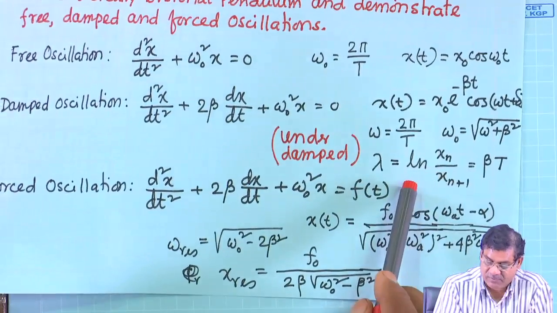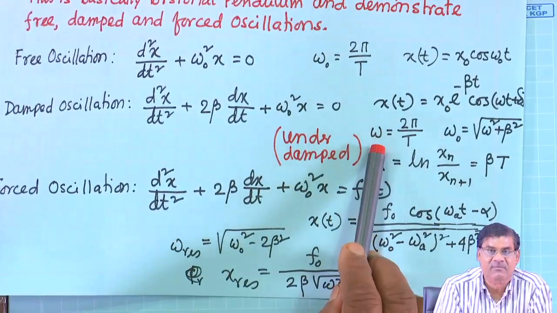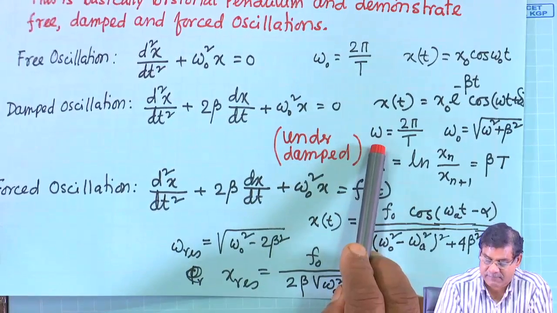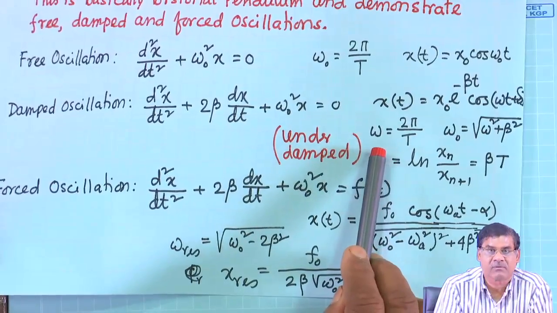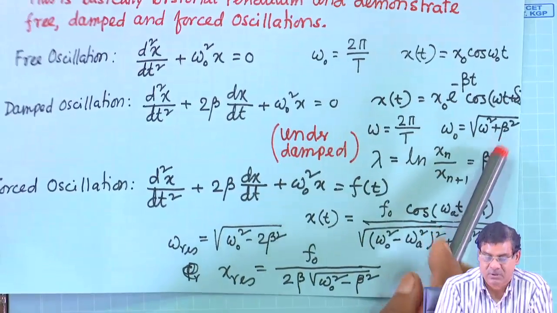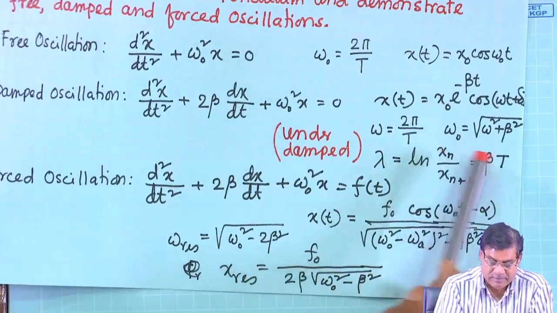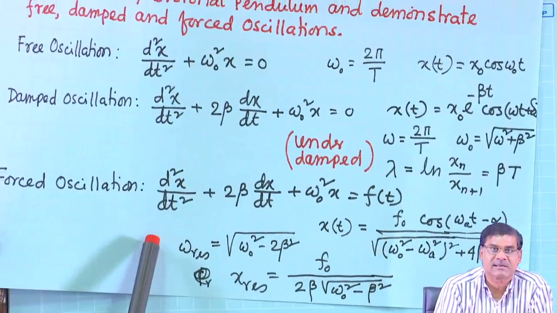If you find out the time period, one can find out omega, okay. When you find omega, then omega and beta are both known to you, so you can get omega 0 also. Okay. Then forced oscillation.